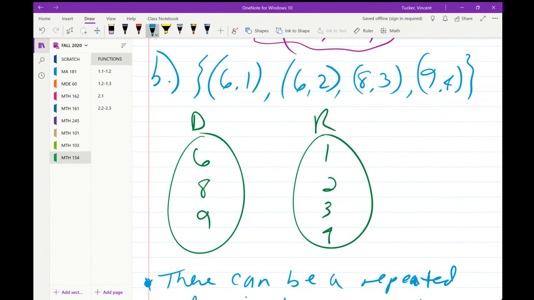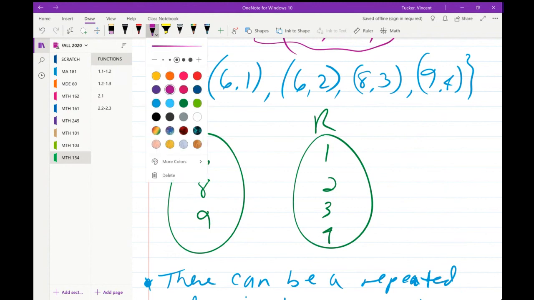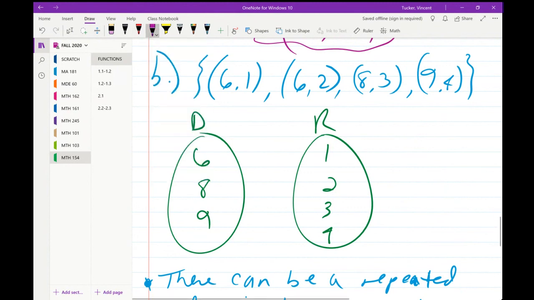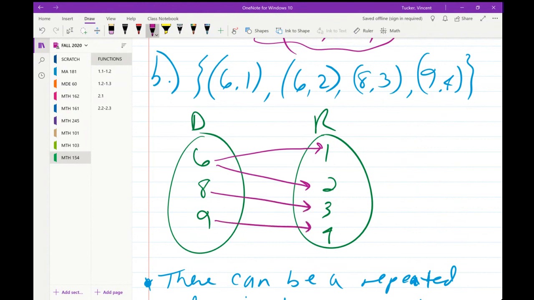Here we have (6, 1), (6, 2), (8, 3), (9, 4). And we want to know, is this a function? So we do the same mapping. Set up your elements in your domain, set up your elements in your range. And we see 6 goes to 1, 6 goes to 2, 8 goes to 3, and 9 goes to 4.